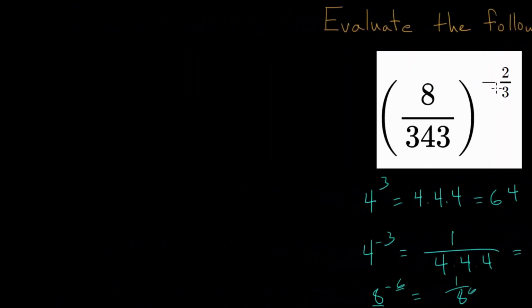And we can consider the negative at the end. So let's use exponent properties to rewrite this as 8 over 343, all raised to the minus 2/3 power.